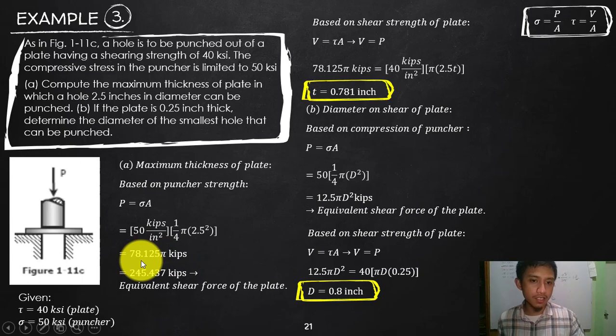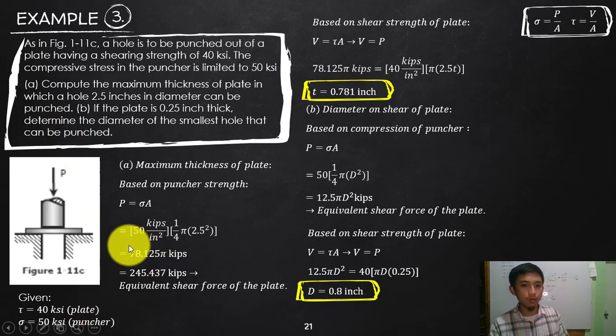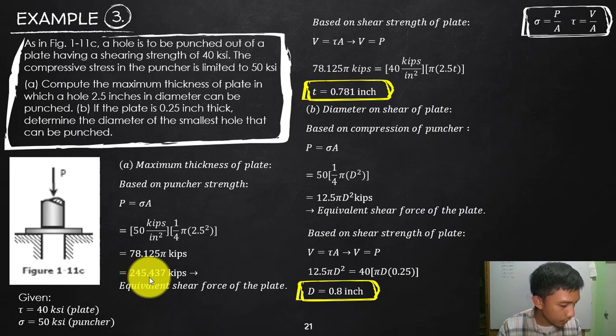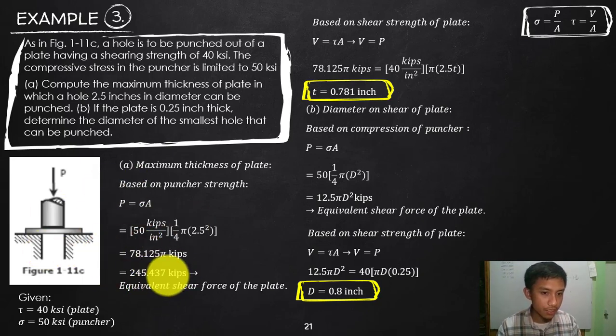Let's check again. 50 times 0.25, the 1/4, times pi, times 2.5 squared. You will have here 625/8, which is 78.125 pi. I will not multiply the pi, so that will be a whole number. But if you want to multiply, that is 245.44 kips. That is the value of P.